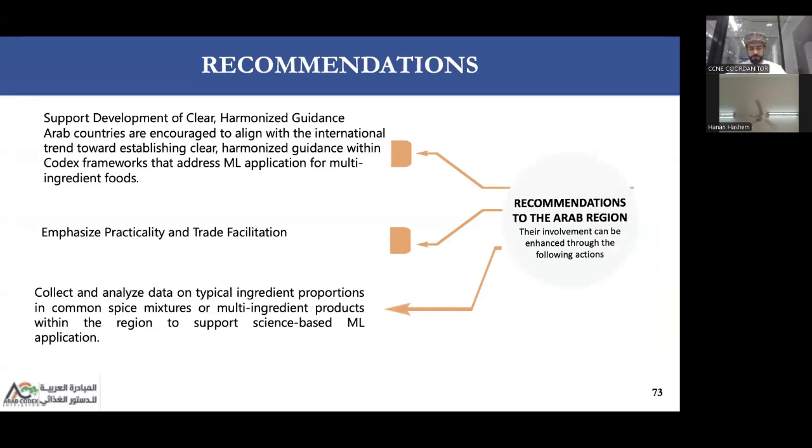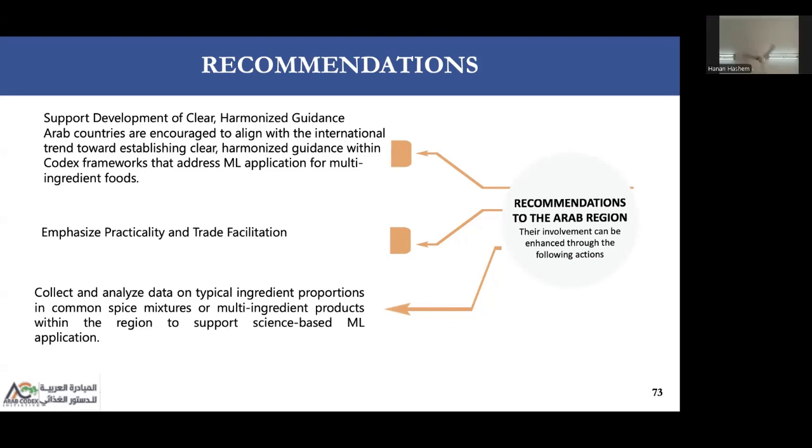The recommendations that we have from Arab countries: support Arab countries to develop a clear, harmonized guidance within Codex frameworks and to emphasize practicality and trade facilitation. Collect and analyze data on typical ingredient proportions in common spice mixtures or multi-ingredient products within the region to support science-based ML application.